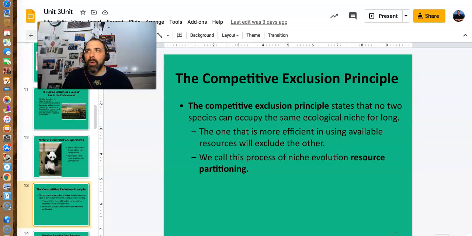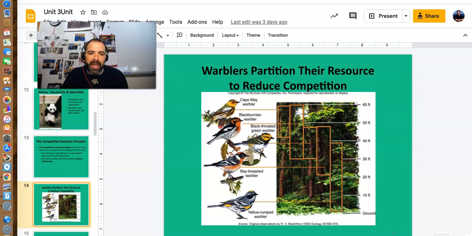When we talk about how organisms survive in an environment, we also have to talk about the competitive exclusion principle. Basically, no two organisms can occupy the same ecological niche for too long because they're going to outcompete each other. One organism is going to be better suited for its environment, so it will be able to survive better, which leads to exclusion of the other. We call this process of niche evolution resource partitioning.